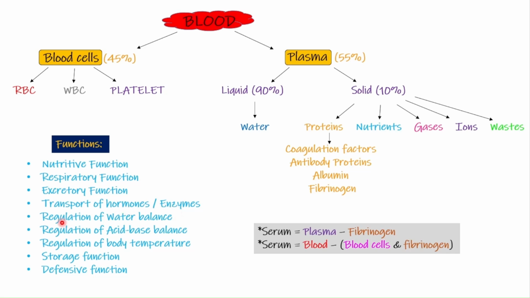Then blood is involved in the regulation of water balance, as plasma is 90% water, and it also has electrolytes in it. So blood is basically involved in the regulation of water balance along with the kidney.